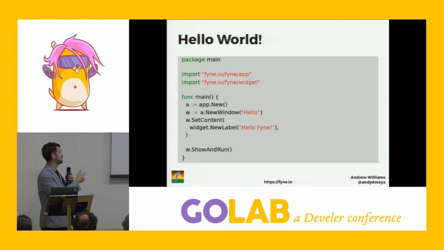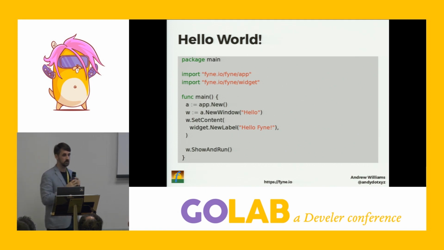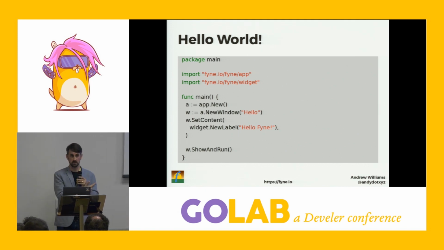And once we have a window, we're going to want to set the content of it. And in this instance, we're creating a new label widget, and I'm pretty sure that most folk would guess it's going to print hello Fyne in the middle of our window. And then we're going to show and run the window.